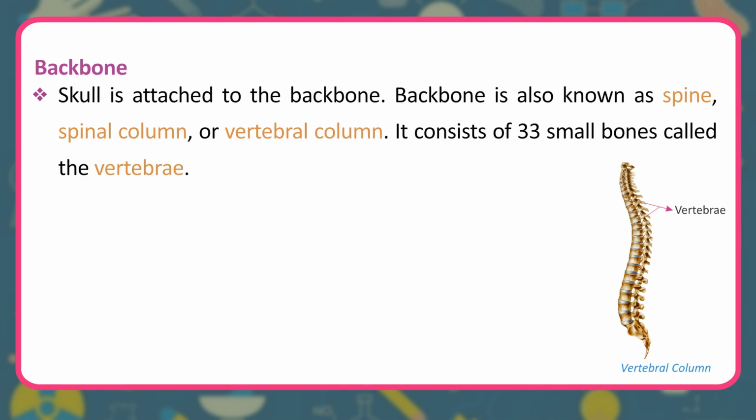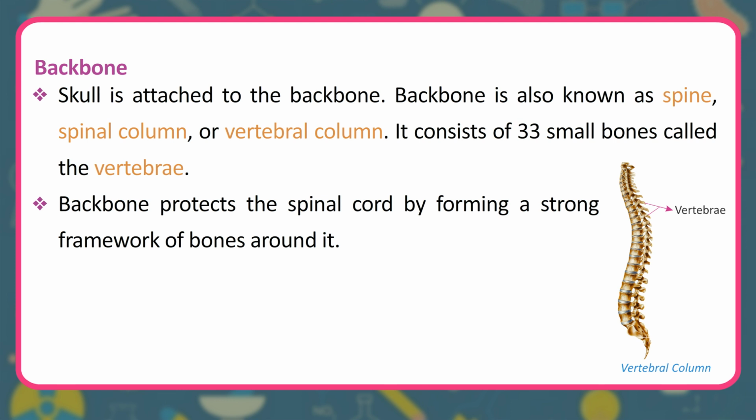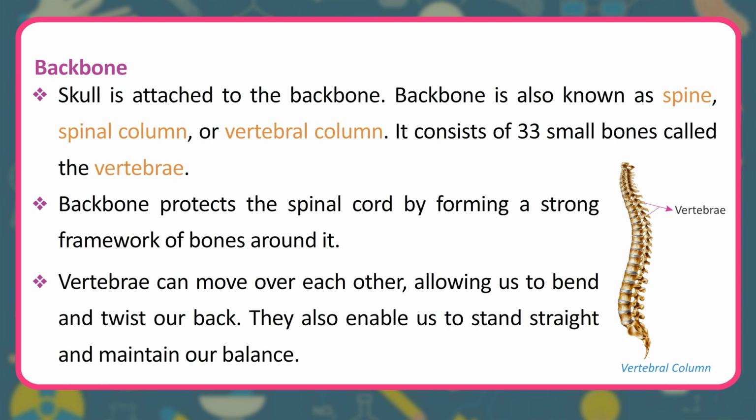Backbone. Skull is attached to the backbone. Backbone is also known as spine, spinal column, or vertebral column. It consists of 33 small bones called the vertebrae. Backbone protects the spinal cord by forming a strong framework of bones around it. Vertebrae can move over each other, allowing us to bend and twist our back. They also enable us to stand straight and maintain our balance.